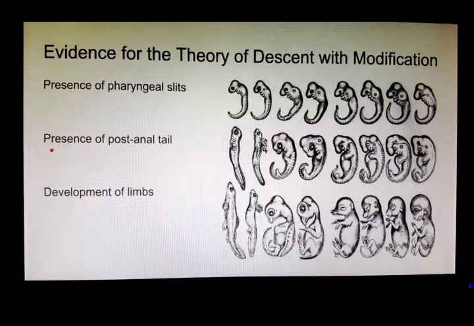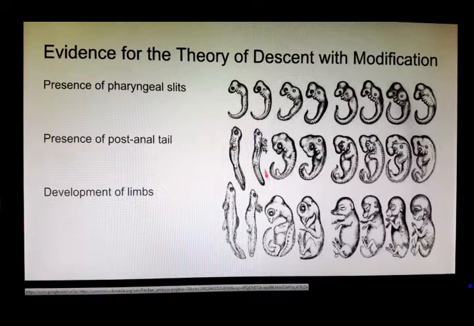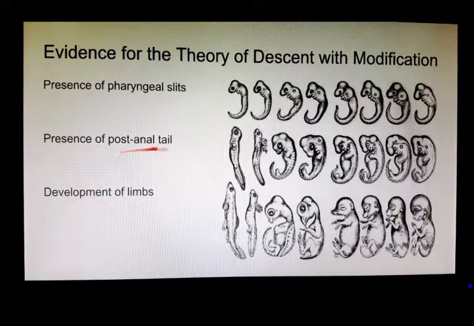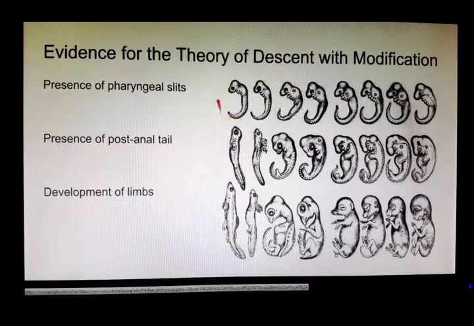A second homologous structure is the post-anal tail. So you can see that all of these embryos have these post-anal tails. And again, that can go back from, think about the fish, they have the rear fin. Same thing. So all the common ancestor.